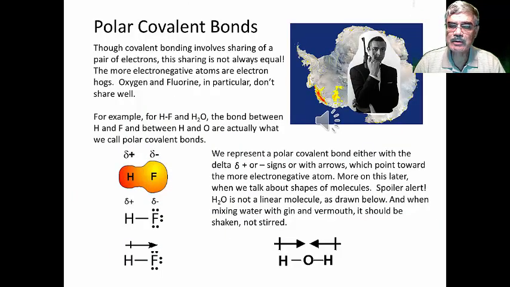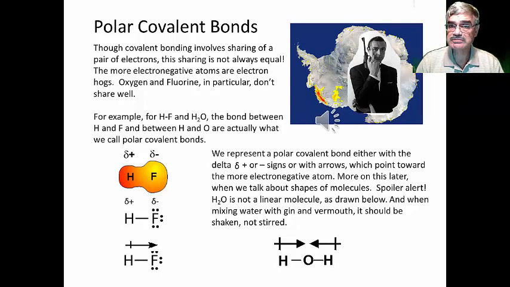Now the last concept I want to go over in this chapter is polar covalent bonds. We've discussed covalent bonds as if there's a perfect sharing of the pair of electrons between two atoms. And in fact, that's not the way it works in many cases. And that's because different elements have different electronegativities. Fluorine and oxygen, for example, are the most electronegative of the elements. They are the electron hogs.